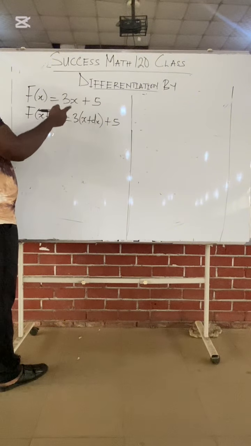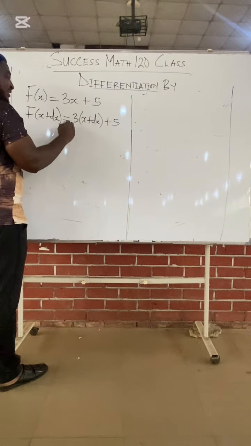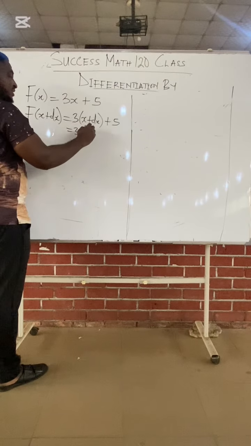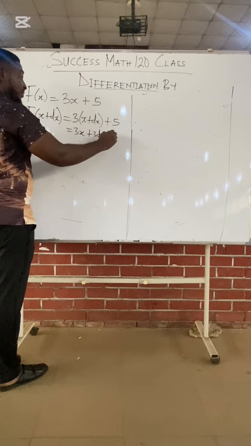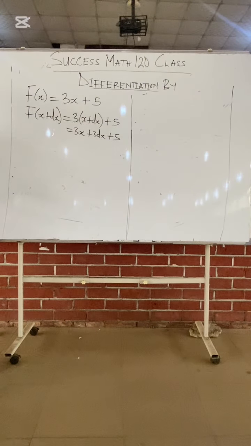Because that one was x squared. We did a different one. I'm wondering how you're going to add dx. So now expand this: 3 times x, 3x. 3 times dx, 3dx. Plus 5. So f of x plus dx is 3x plus 3dx plus 5. F of x plus dx is what?